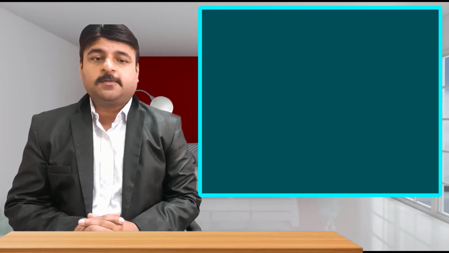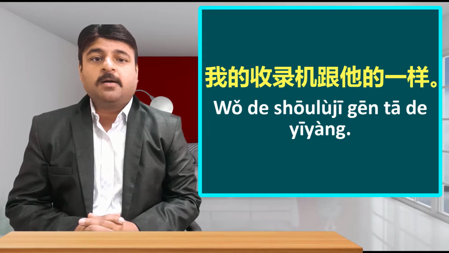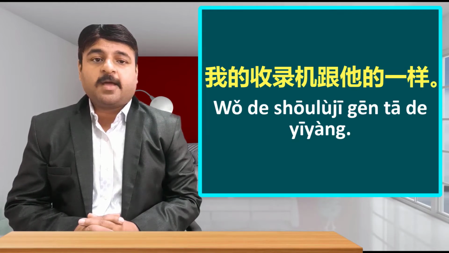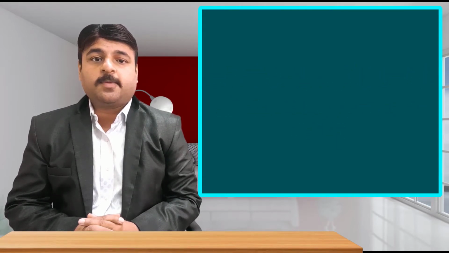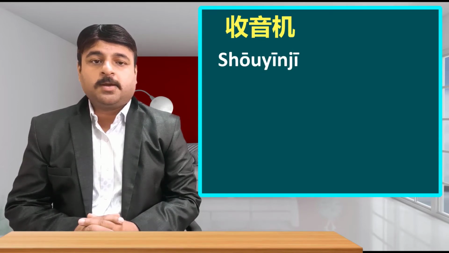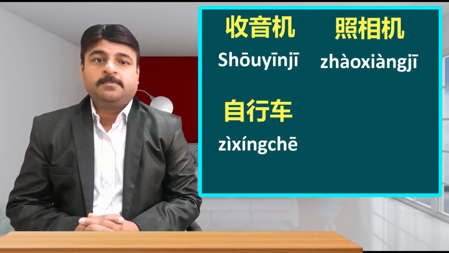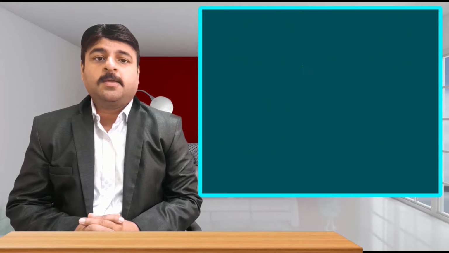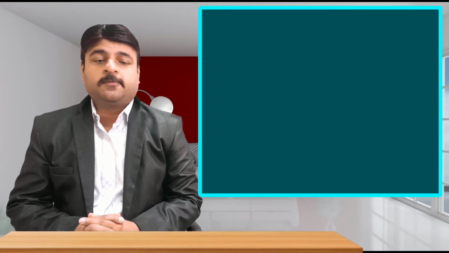Moving on to the second substitution drill, let us read out the following sentence. 我的收录机跟他的一样. My recorder is the same as his. 跟他的 similar to his. 一样 same as. So it is the same as that of him. Moving on to the words from the box to make replacement in the underlined parts. 收音机 radio. 照相机 camera. 自行车 cycle. 意见 opinion. 办法 method.